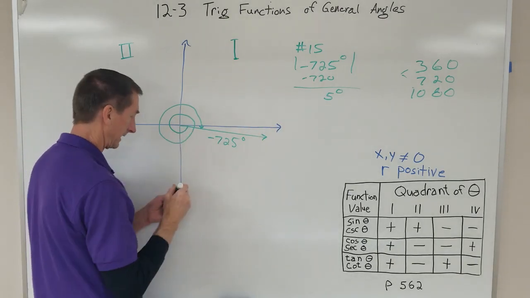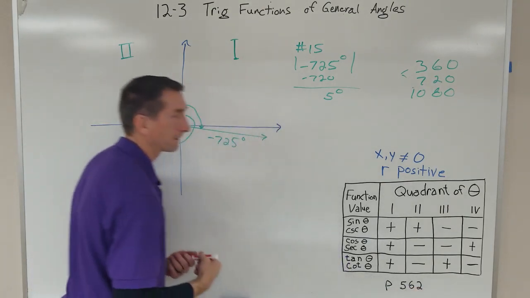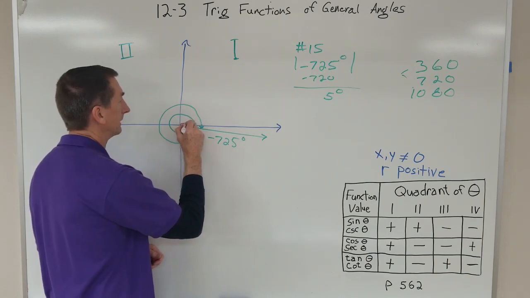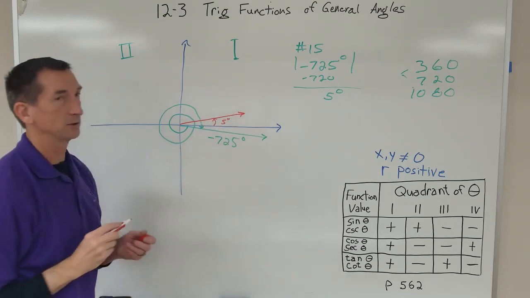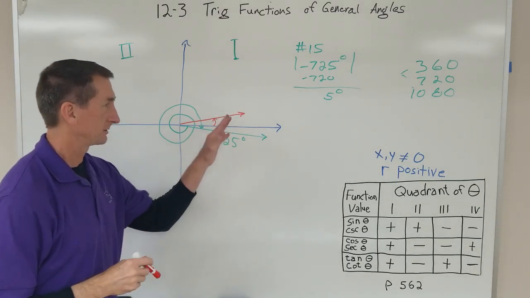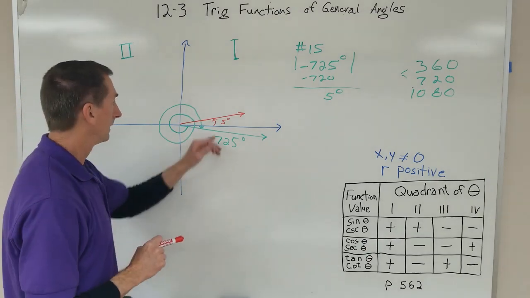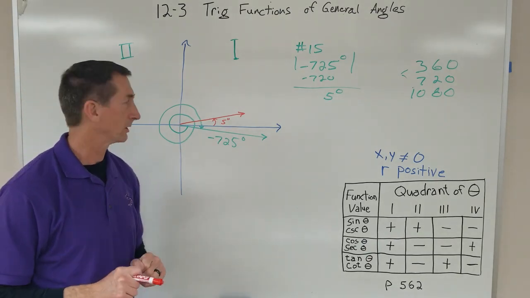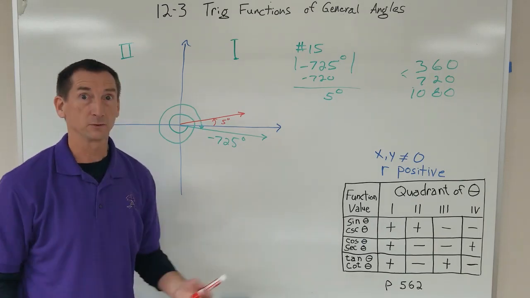So I can use a 5 degree angle for my reference angle for doing calculations. 5 degrees. Okay, so when I go to do some calculations, sine, cosine, tangent, the big 6, I can use 5 degrees for my reference angle. Okay, so that's that. Now let's get into some more of these problems.